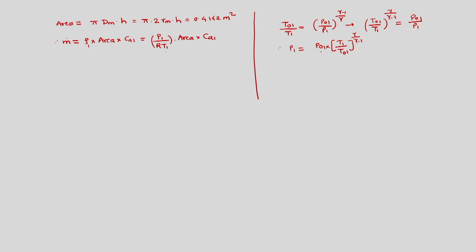Having said this, we know P01, we know T1 and we know T01. So we can make use of T1 over T01 equal to 278.24 divided by 288, bracket raised to 1.4 divided by 0.4. So we get P1 as 0.895 bar.